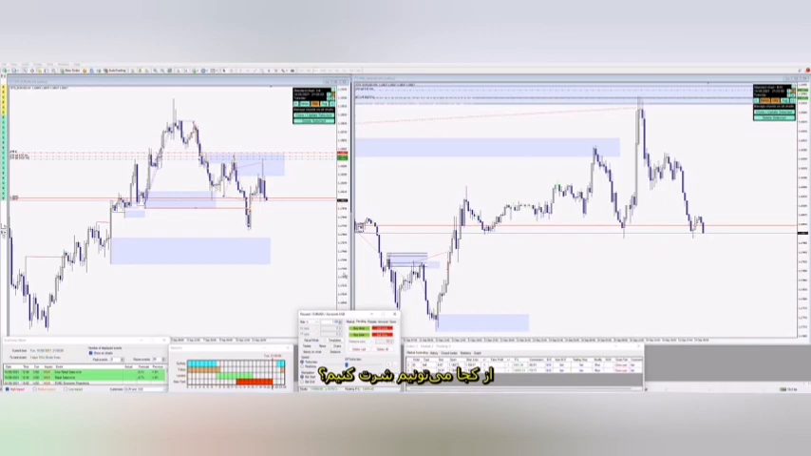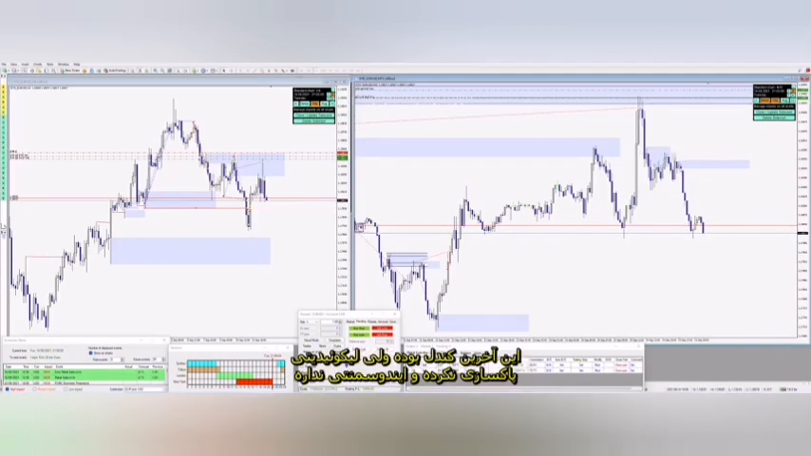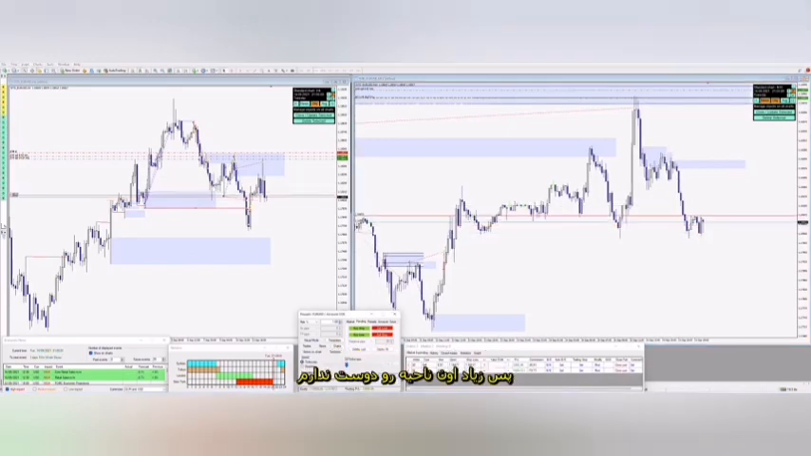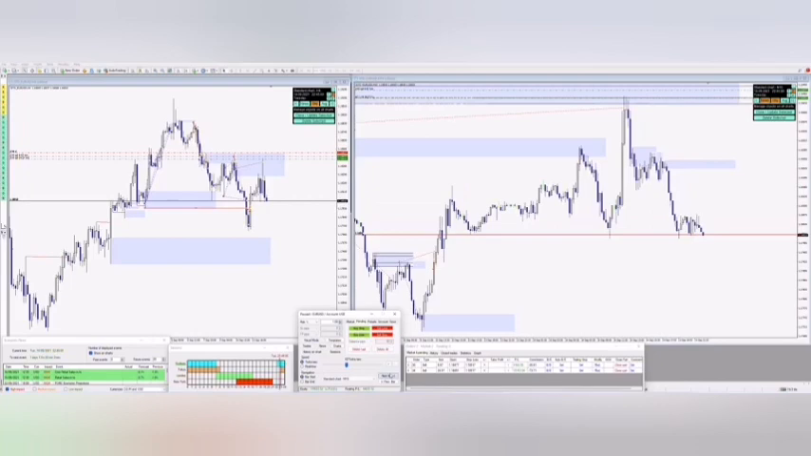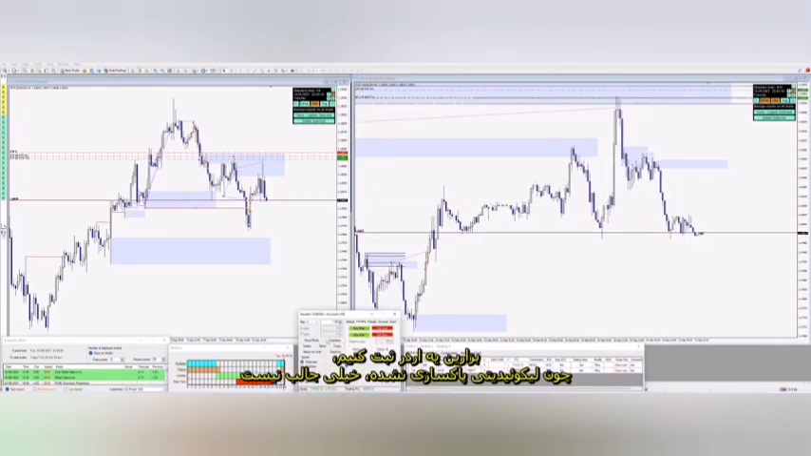So where can we short from? Well, we can look at this level here. We had a mitigation here. We had this mitigation here. The mitigation I was talking about, which I didn't draw on, was this one here. Price came in and mitigated that. So this would be the last candle, but it didn't sweep liquidity and it has no inducement. So I don't really like that zone, but let's see. Let's whack an order on it.